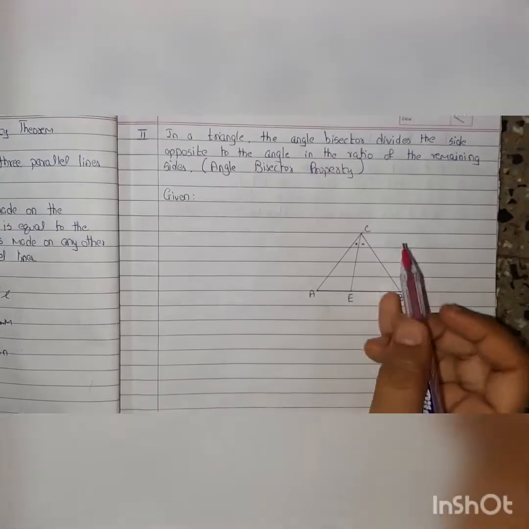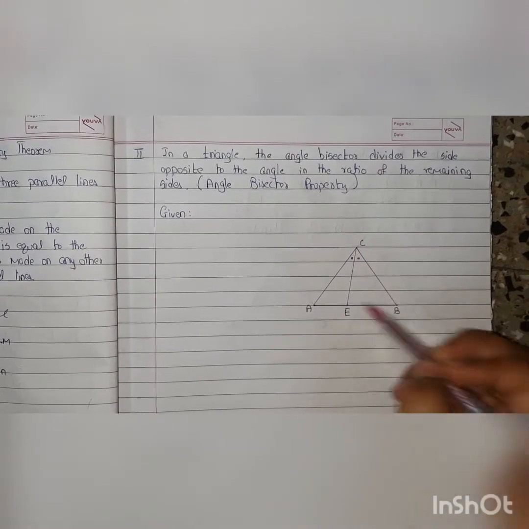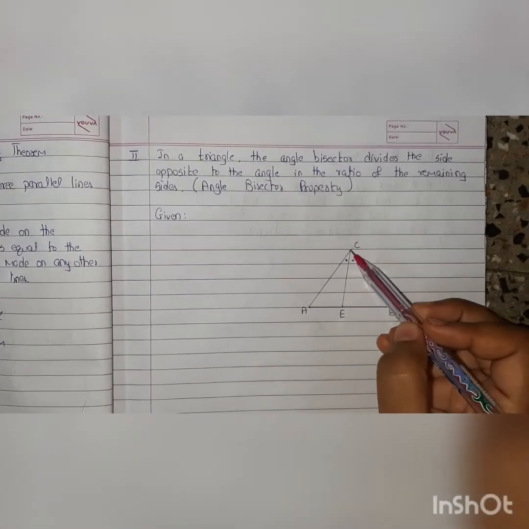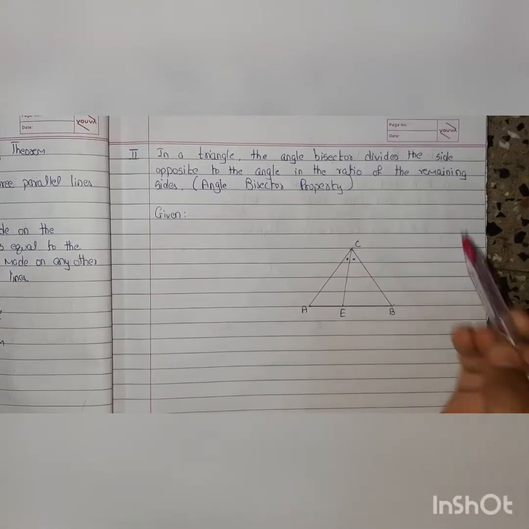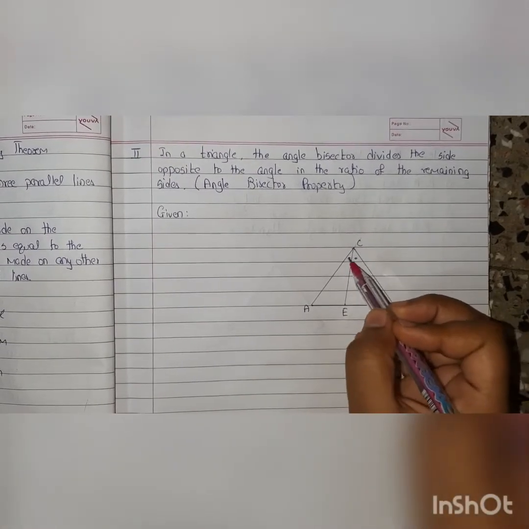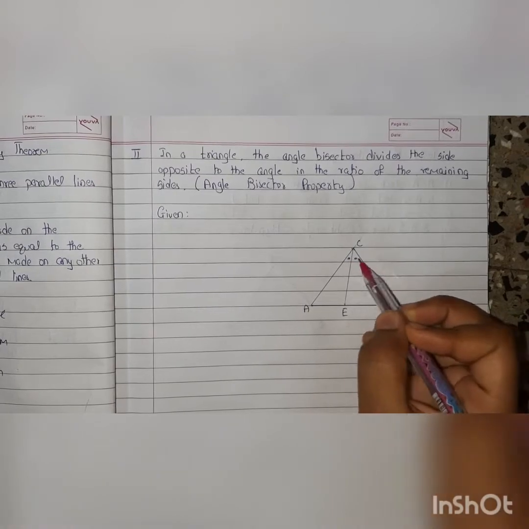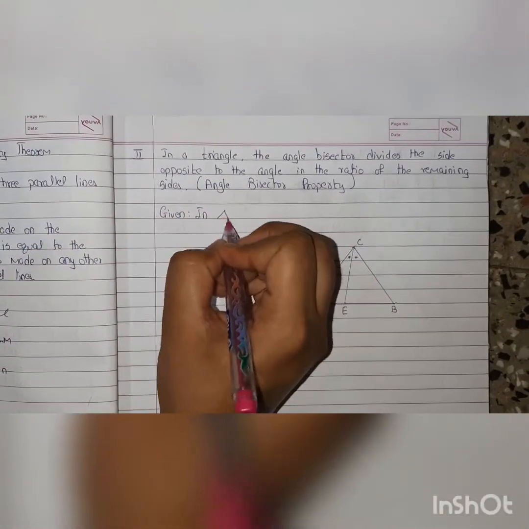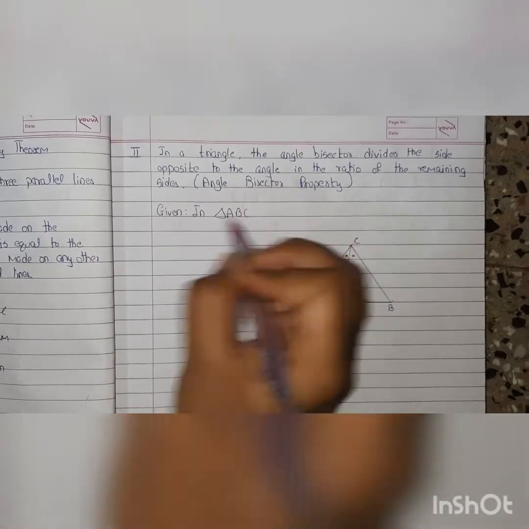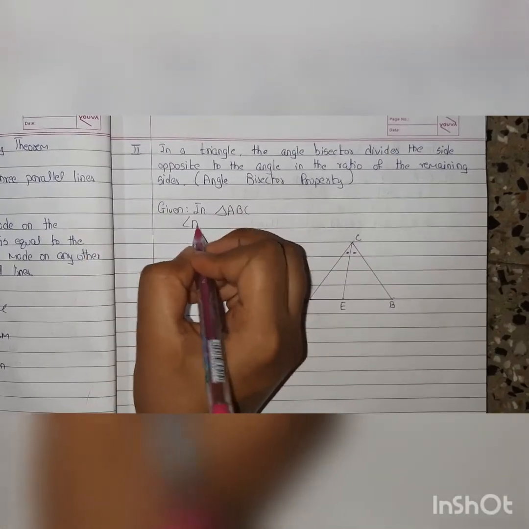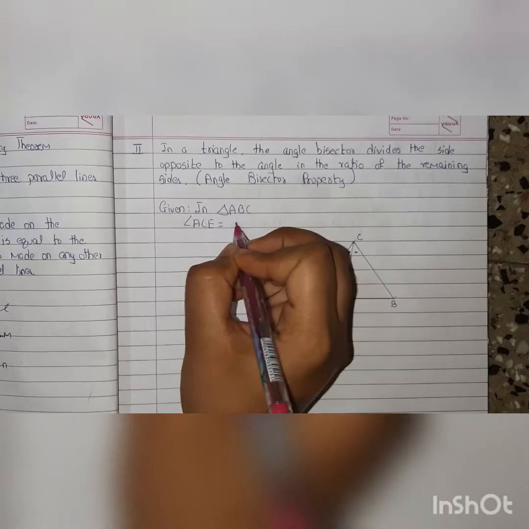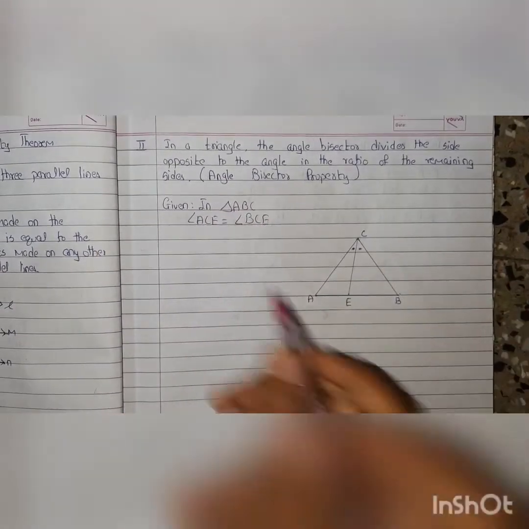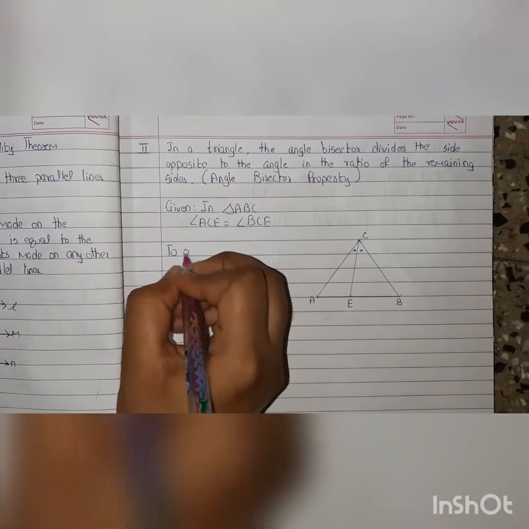So we now have taken a triangle ABC, and CE is the angle bisector for the angle ACB, and it is dividing the angle into equal parts, you can see here. So we will write down the given data. In triangle ABC, angle ACE is equal to angle BCE.